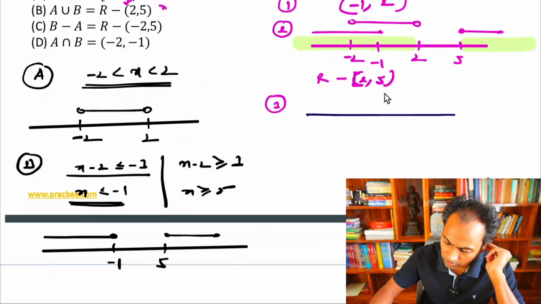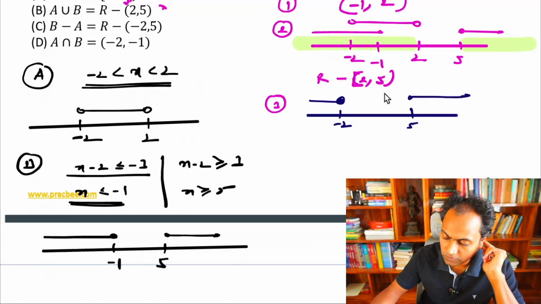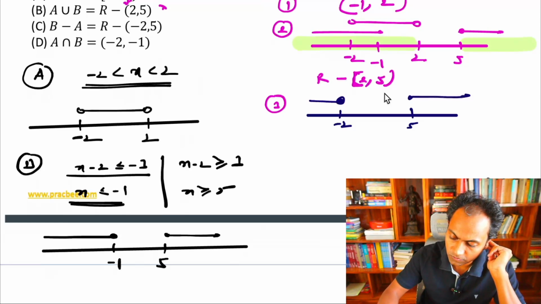If I draw it on the number line, from infinity to minus 2 I can go because these values are still there. Then till 2, till 5 there is nothing, and from 5 onwards I can still have values. So this will become my set. Now we can see that they are exactly subtracting these values from here, and option C becomes the correct option.